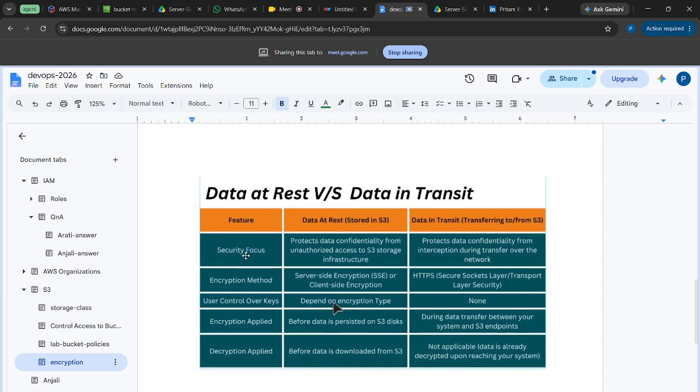First, security focus. In data at rest, what we do protects data confidentiality from unauthorized access to S3 storage infrastructure. Why do we enable this? To protect our data from unauthorized access. In data in transit, what happens? It protects data confidentiality from interception during transfer over the network.